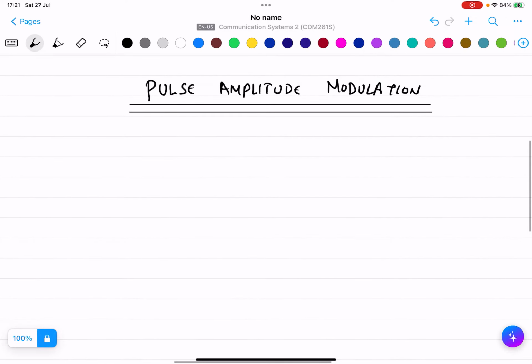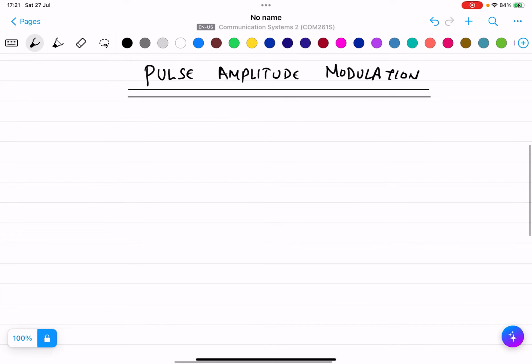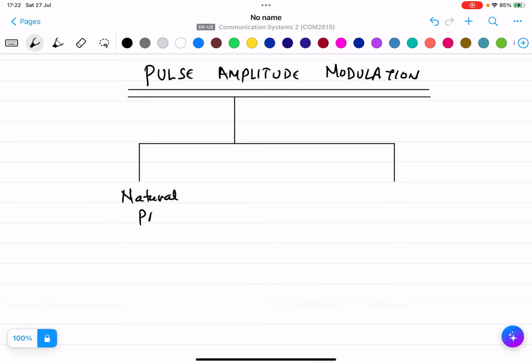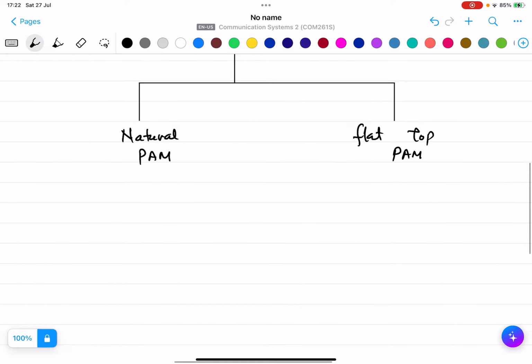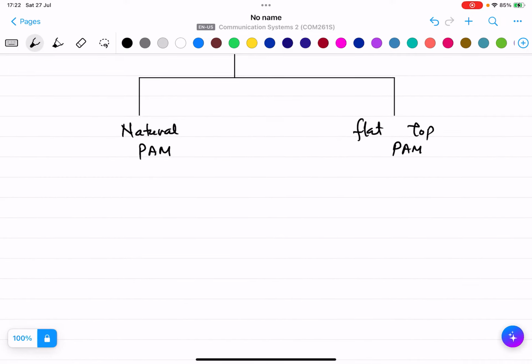In this lecture I will explain how to generate pulse amplitude modulation and how to demodulate it. In your syllabus you need to remember the block diagrams, how to generate and how to demodulate it. There are two types. The first one is natural PAM and the other is flat top PAM. Natural pulse amplitude modulation and flat top pulse amplitude modulation.